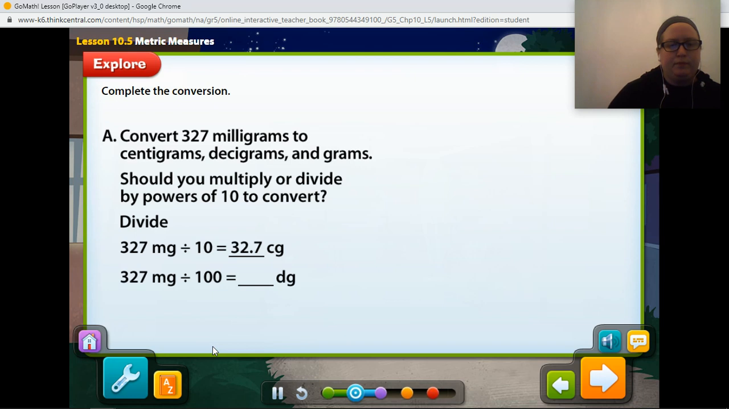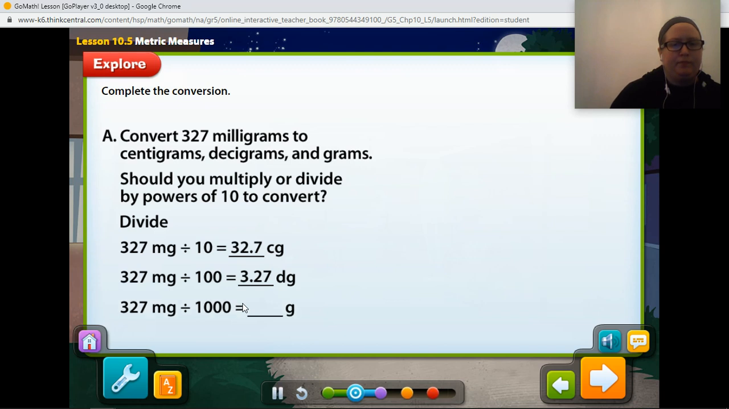How many decigrams are in 327 milligrams? To find out, divide by 100. 327 milligrams is equal to 3 27/10 decigrams. Since you're dividing by 2 powers of 10, you move the decimal point to the left 2 places.